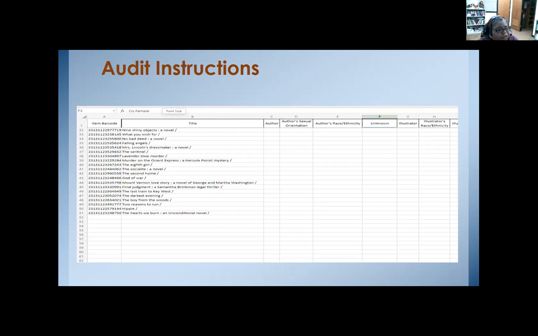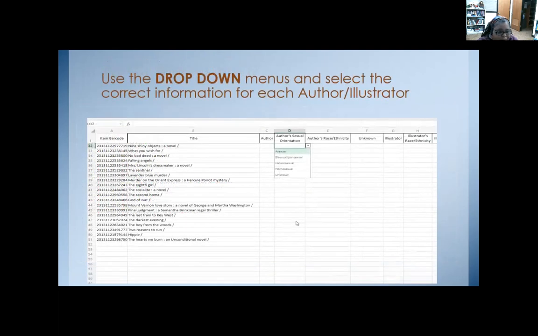But we really want to stress to you that you shouldn't spend a huge amount of time researching these books. We are hoping that you keep it to about 10 minutes per title. I think that's a good amount of time to get pretty much all the information you need. If you can't find information, it's okay to put unknown, and each drop down box has an unknown that you can just select. So use your best judgment and find your best workflow.